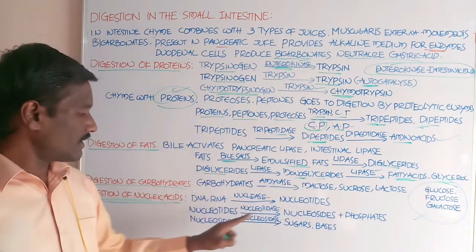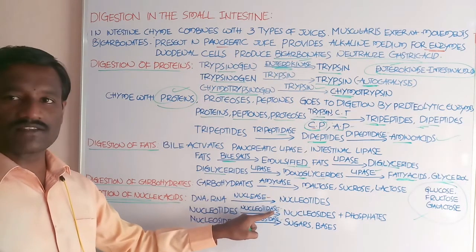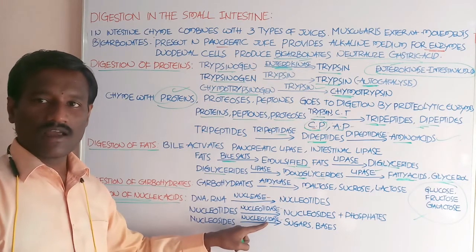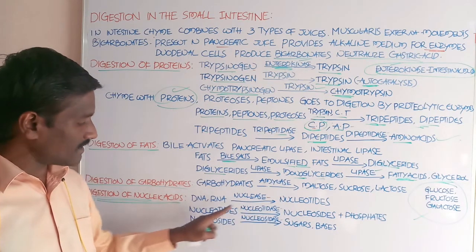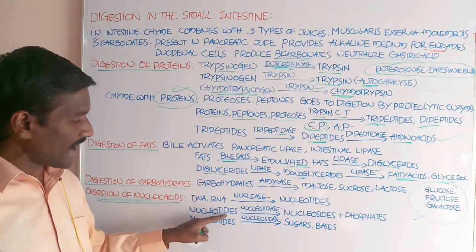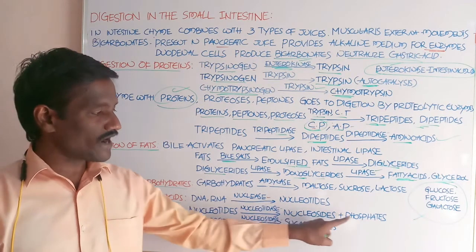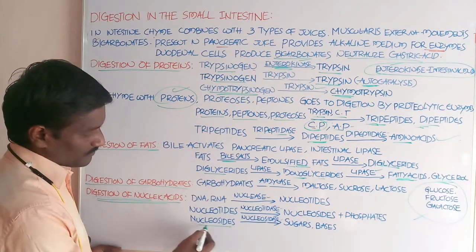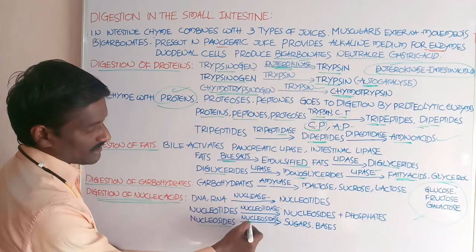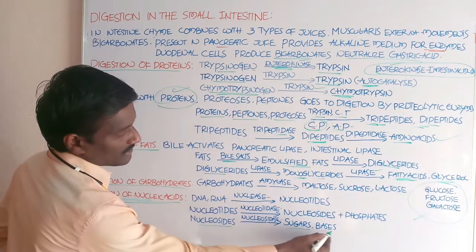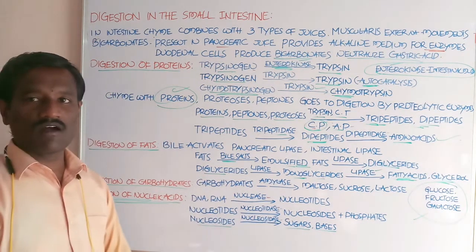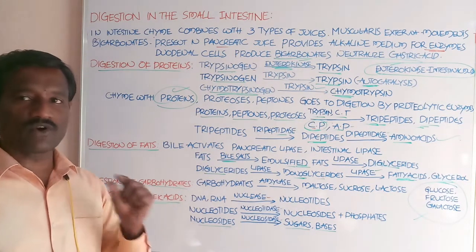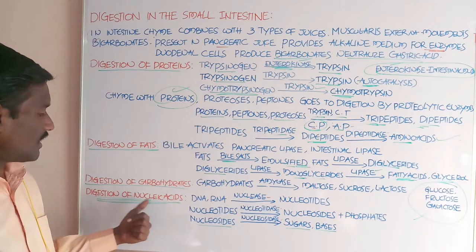Nucleotidase and nucleosidase are present in the intestinal juice. Nucleotidase acts on the nucleotides and converts them into nucleosides and phosphates. Next, nucleosides are digested by the action of nucleosidase and finally converted into sugars and bases. Sugars and bases are the end products after the digestion of the nucleic acids.